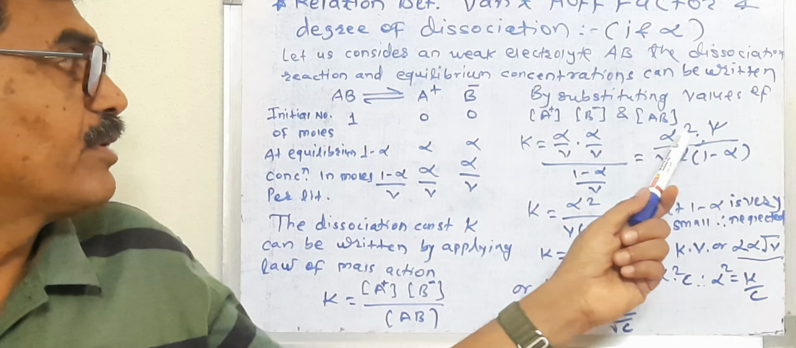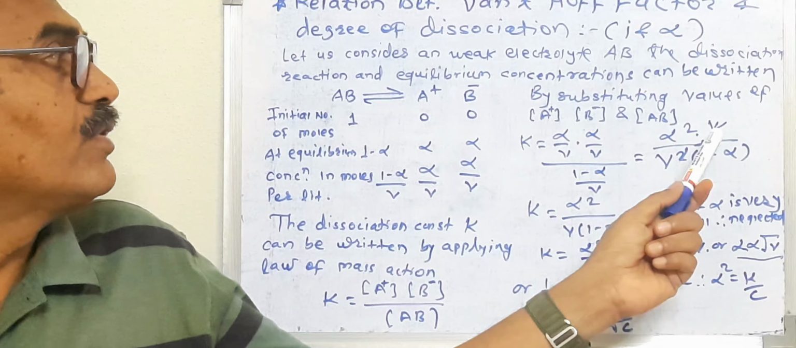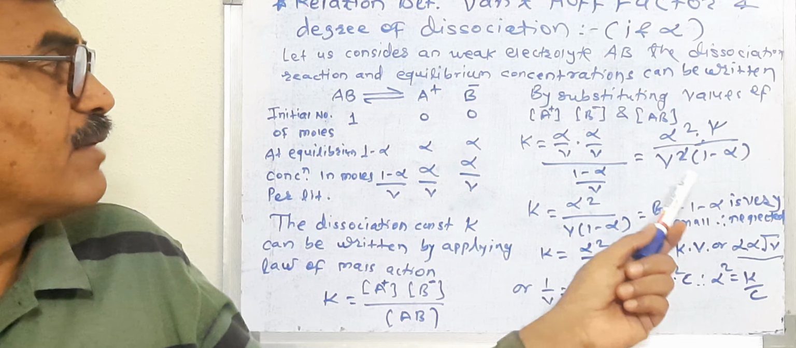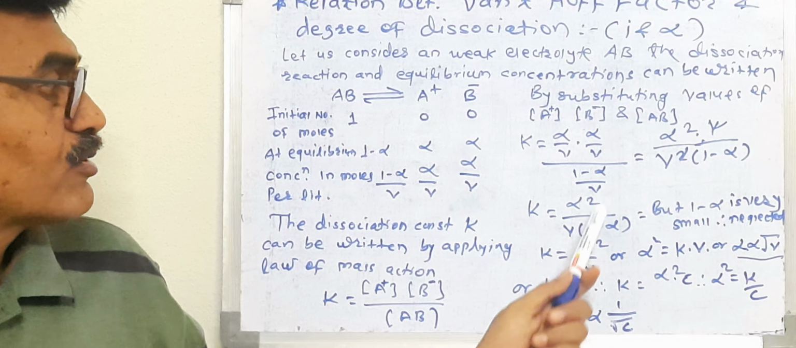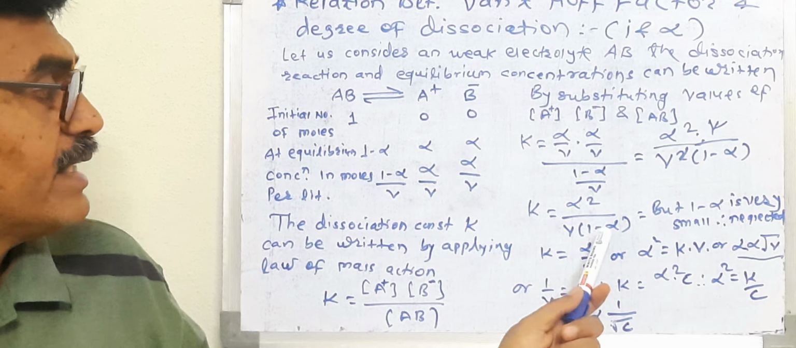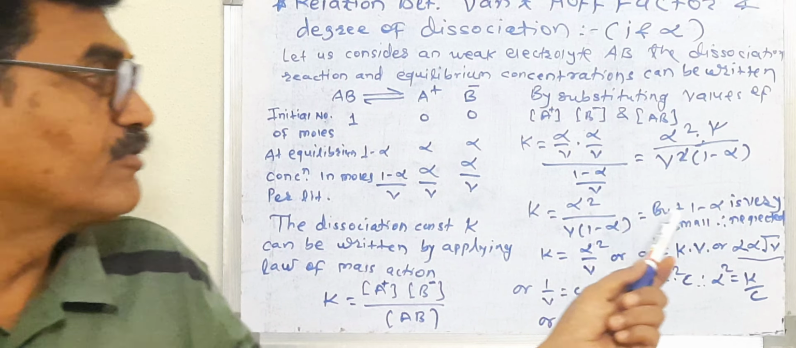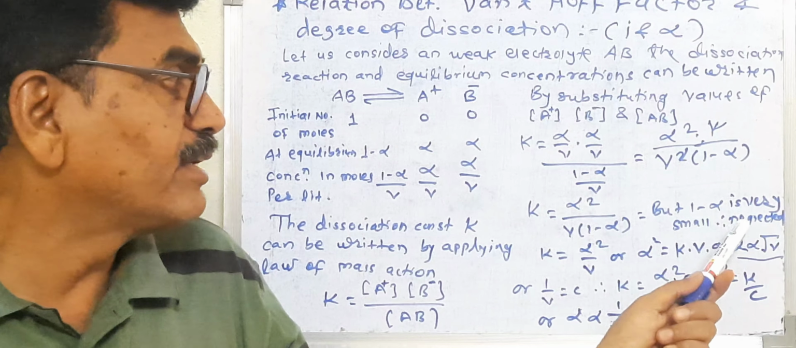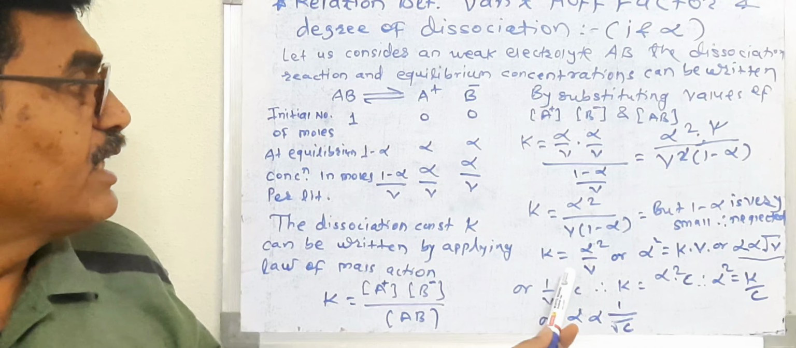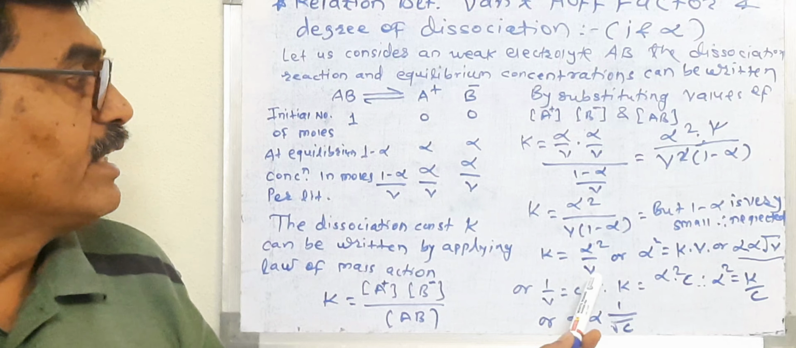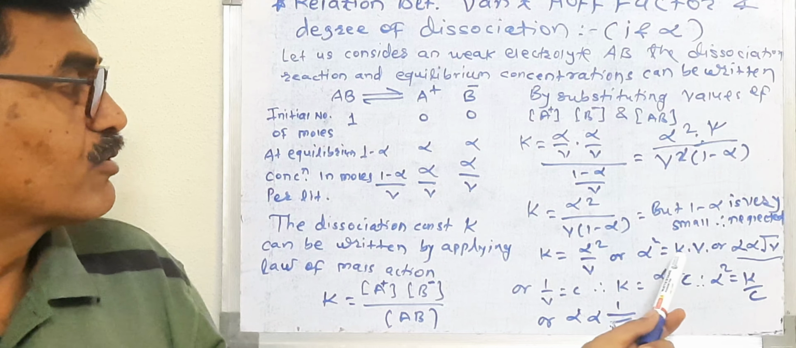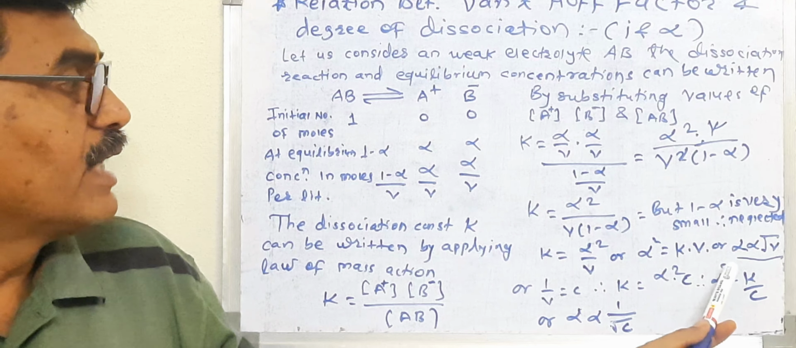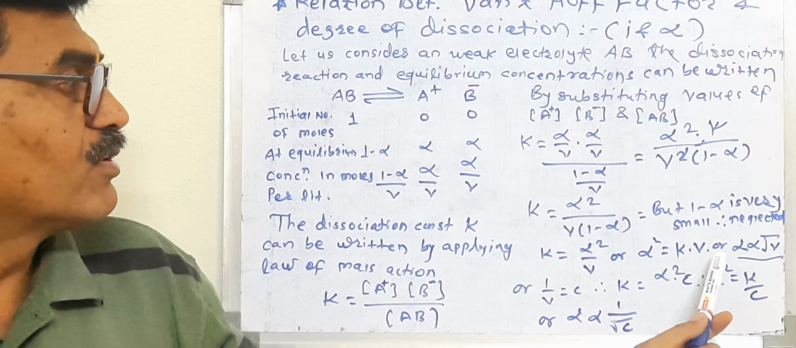This can be written as alpha square upon V into V upon 1 minus alpha. So the V gets cancelled here, and we get K is equal to alpha square upon V into 1 minus alpha. But 1 minus alpha is very small, and that's why it can be neglected. And we get K is equal to alpha square upon V, or alpha square is equal to K into V. Here K is the constant.